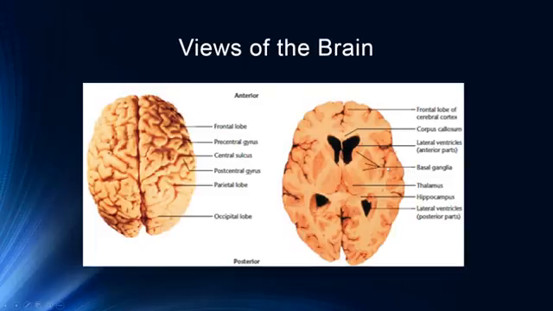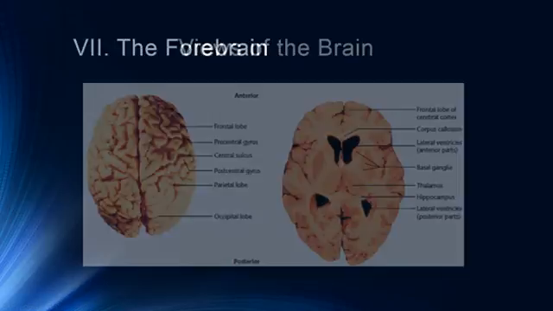So we have the lateral ventricles. Here we have the basal ganglia we've just been talking about. The hippocampus, which really wraps itself around these ventricles. And then the thalamus, which is the sensory switchboard of the brain.